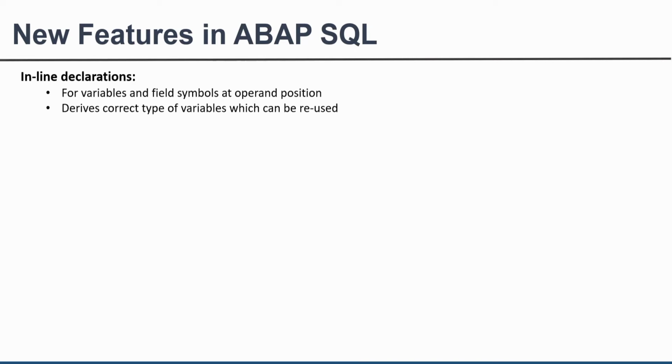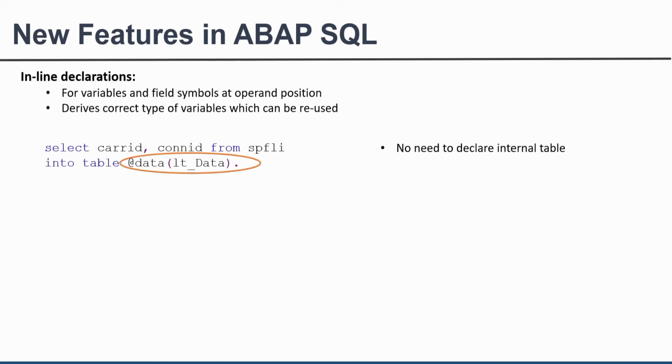I hope you must have already gone through, or you must already be using some basic inline declaration concepts wherein you can use host variables to ensure that you need not declare variables or internal tables while using your select statement. Here is an example which you are already familiar with. Select carrid, connid from SPFLI into table @DATA(lt_data). In this case, since you are using @DATA, you need not declare the internal table. The system will declare the internal table at runtime depending upon your select statement. So this inline declaration you are already familiar with.